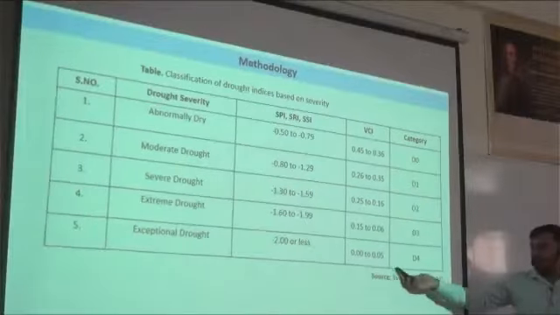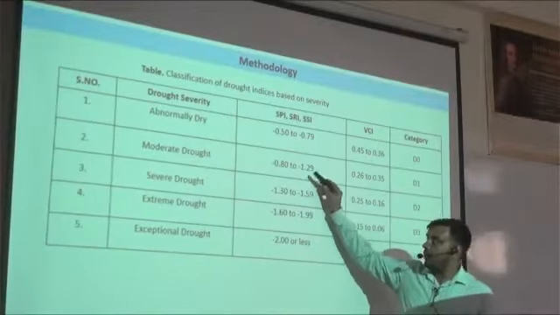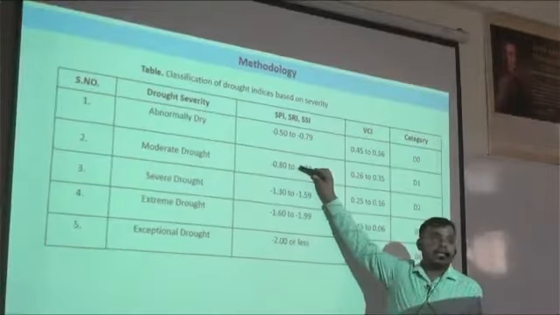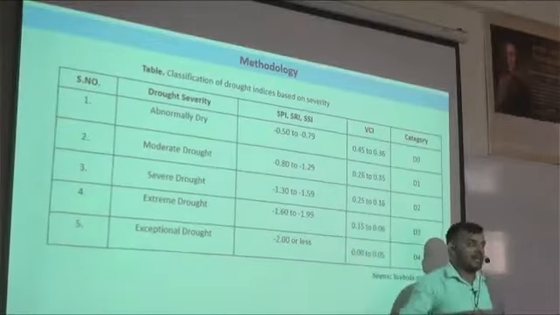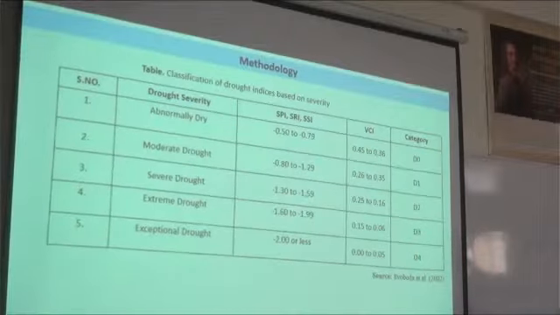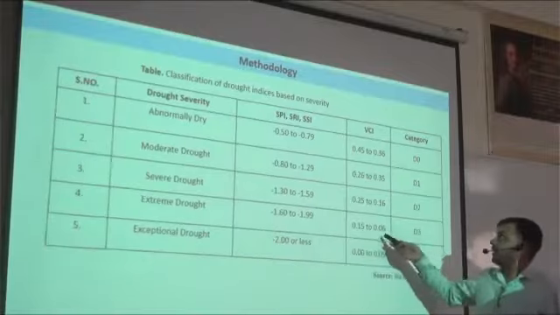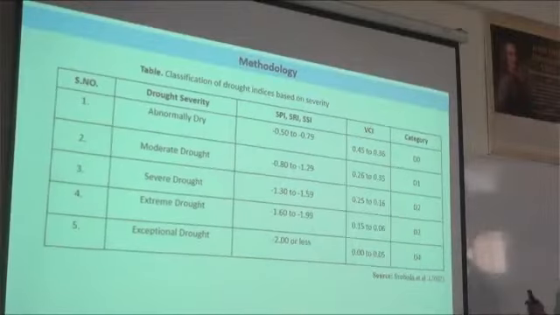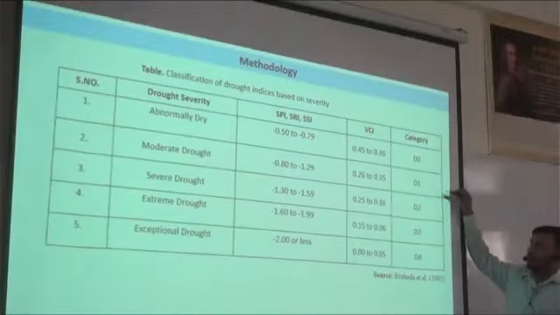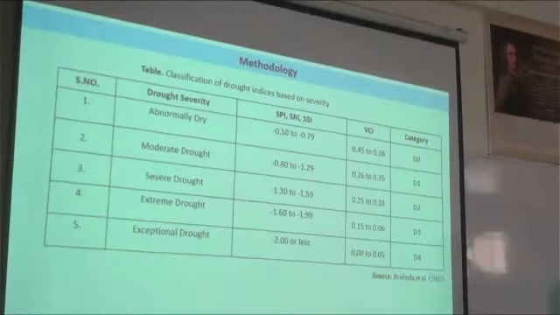This is declared by a paper in 2002, that if the SPI value is below minus 0.8, only then can we declare drought, otherwise it's a dry condition. So these are the three common classifications for SPI, SRI and SSI, and for VCI this is the condition. Based on that we can say we have moderate drought, severe drought, extreme drought or exceptional drought.